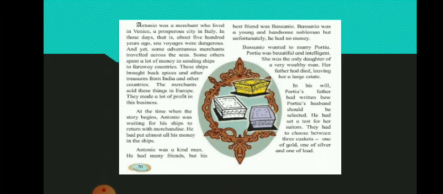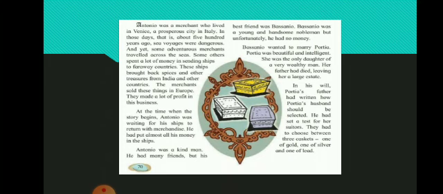Now, Bassanio wanted to marry Portia. Now, who is this Portia? Portia was a beautiful and intelligent girl. Portia was a beautiful and intelligent girl. She was the only daughter of a very wealthy man. Bassanio wanted to marry Portia. Portia was beautiful and intelligent. Who was she? She was the only daughter of a very wealthy man.